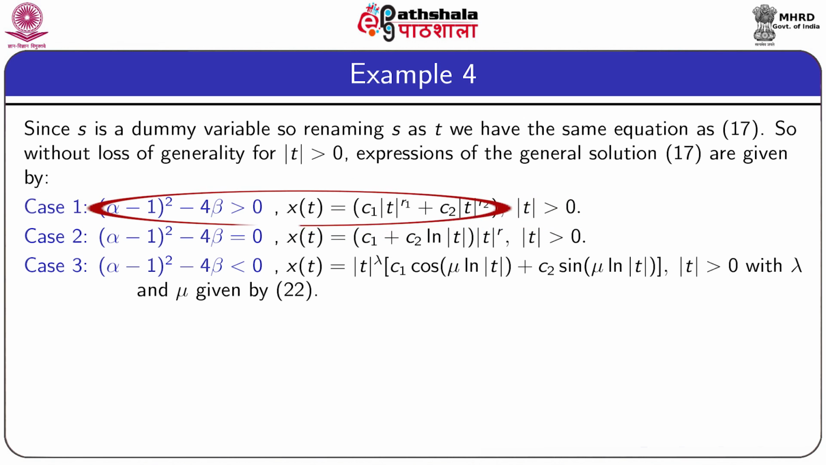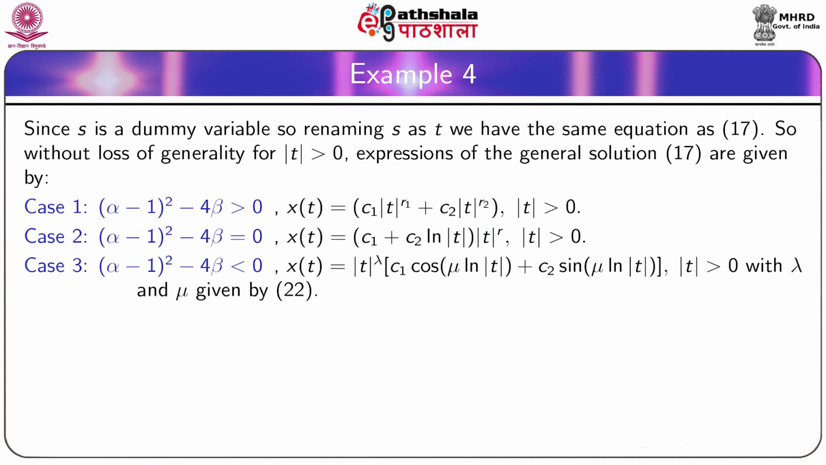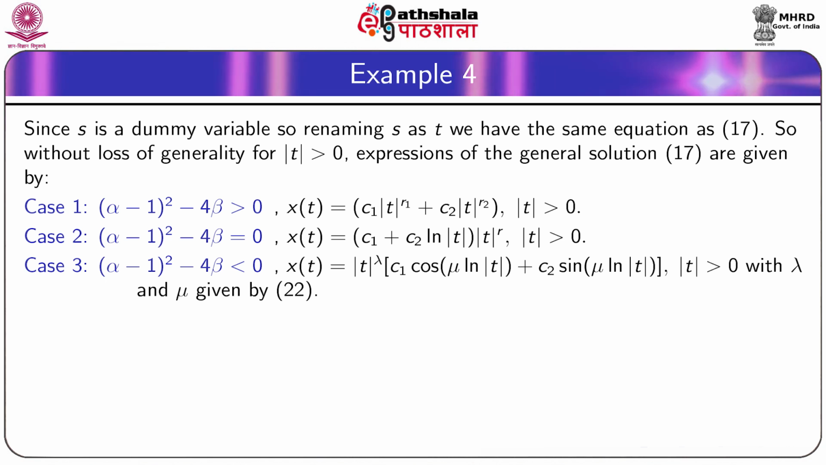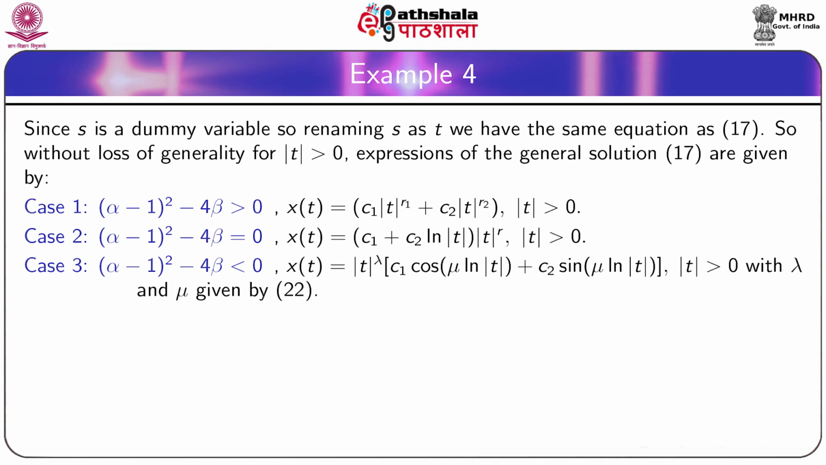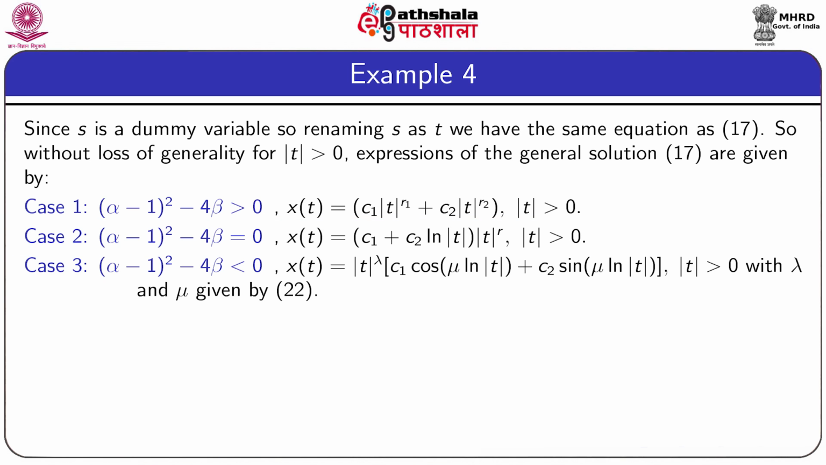for case 1, where (alpha minus 1) whole square minus 4 beta is greater than 0, x(t) is given by c1 mod t to the power r1 plus c2 mod t to the power r2, where mod t is positive. Case 2, (alpha minus 1) square minus 4 beta equal to 0, is given by x(t) equal to (c1 plus c2 ln mod t) into mod t whole to the power r.